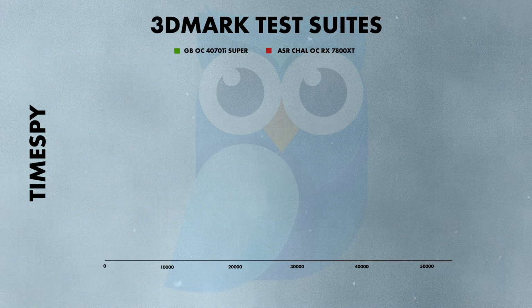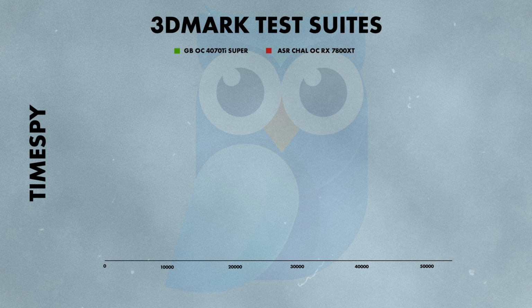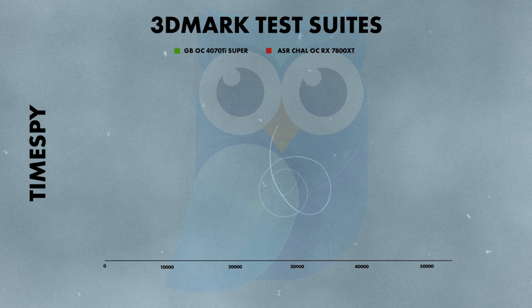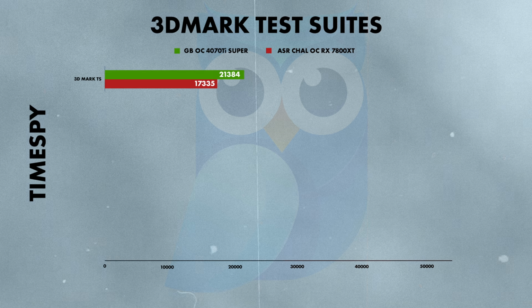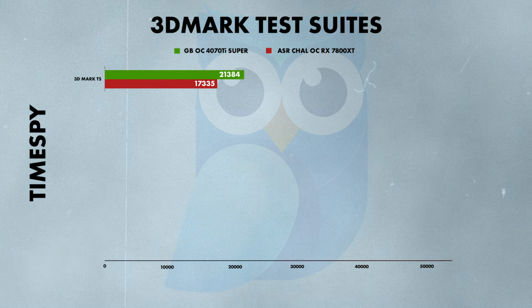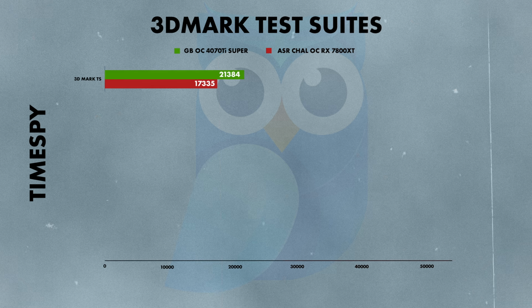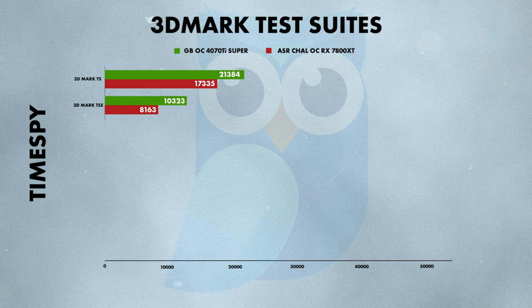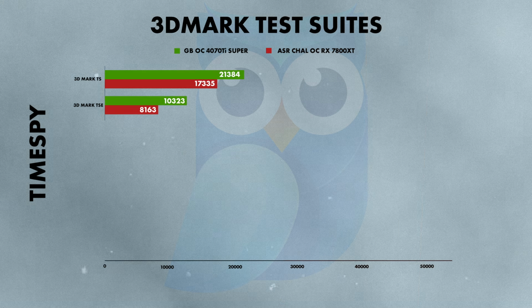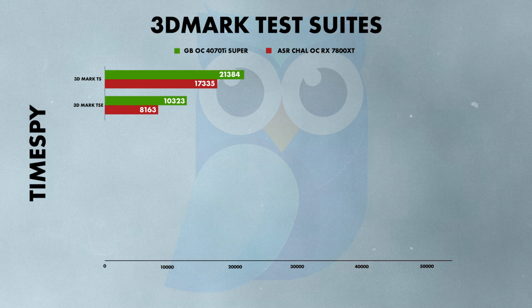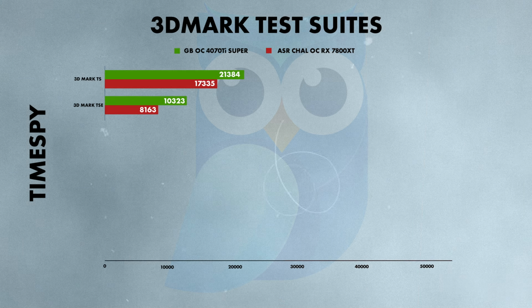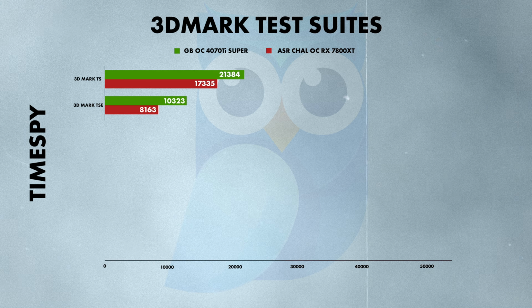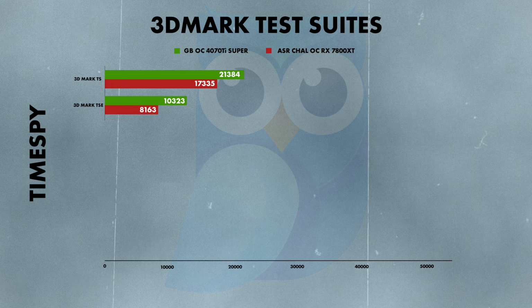The Time Spy and Time Spy Extreme scores will favor your more 1440p and 2160p, or 4K, gaming results. For Time Spy, we had 21,384 for the 4070 Ti Super versus 17,335 for the 7800 XT, which starts with RX. Then for Time Spy Extreme, 10,323 versus 8,163. So there we know that for both 1440p and 2160p, we are well optimized on the NVIDIA architecture.